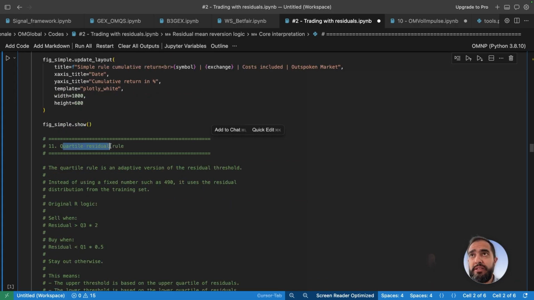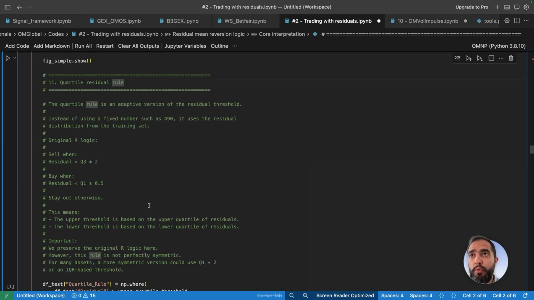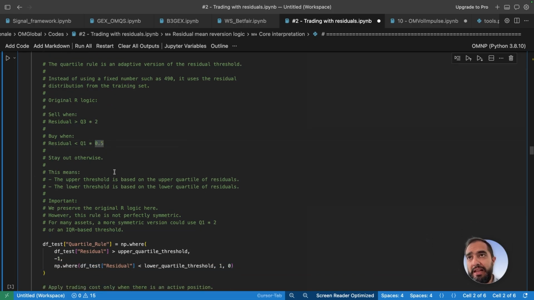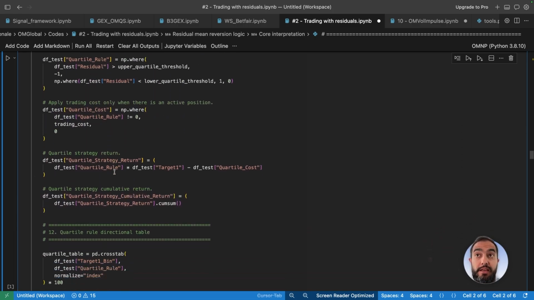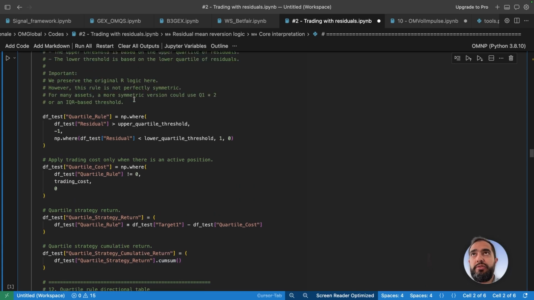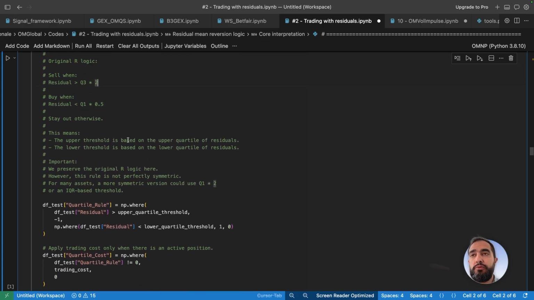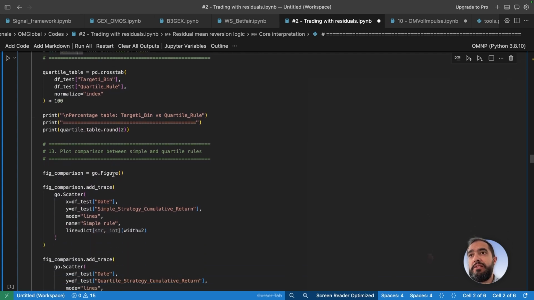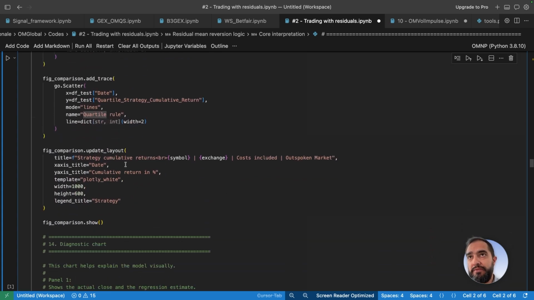Then we plot the simple rule cumulative return, and then we do exactly the same steps again, but for the quartile residual rule, the one that we did with the Q3 times 2 and the Q1 times a half. Again, you may decide to change these values as well, or do something that is moving. And then I calculated the accuracy.